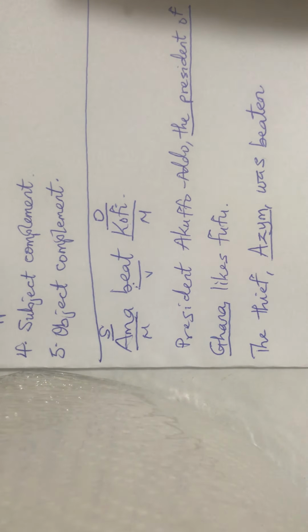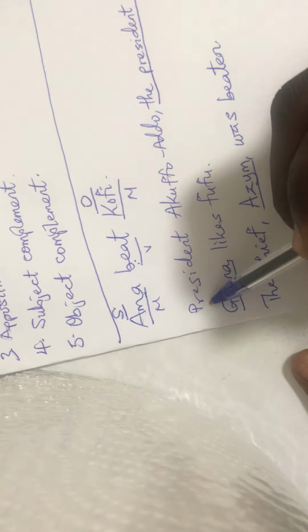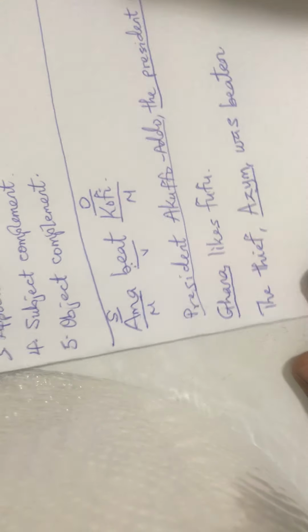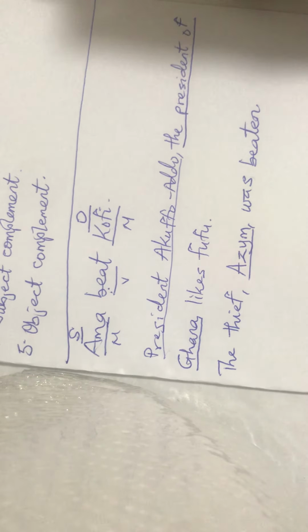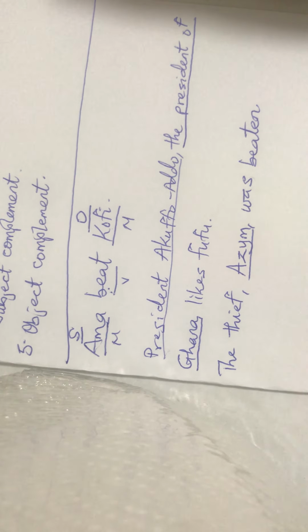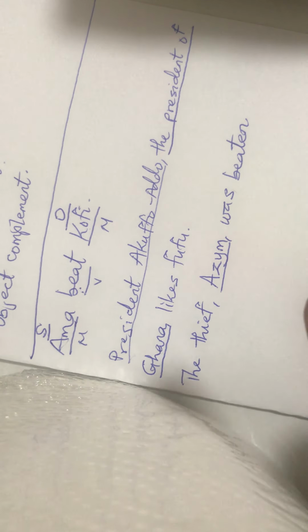So what do appositives seek to do? They seek to just throw more light on the noun or the noun phrase they are coming after. So they are not adjectives. Take note, they are not adjectives. They are nouns, but they are also performing modifying roles.